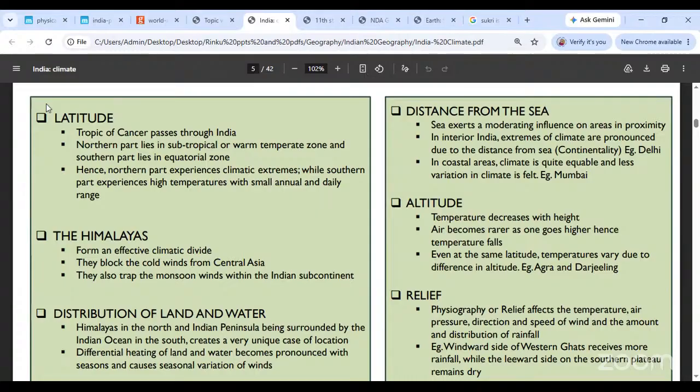Okay, तो northern part जो होता है clearly because it lies outside the Tropic of Cancer वो थोड़ा climatic extremes में चला जाएगा. Winters become really cold. Summers, especially in the middle of the land, become extremely hot. So that is the extremes of climate. Okay, whereas the southern part will generally experience a hot climate throughout. Even winters are not very, very cold as such. Okay, so it experiences high temperatures and you see a very small annual or daily range.